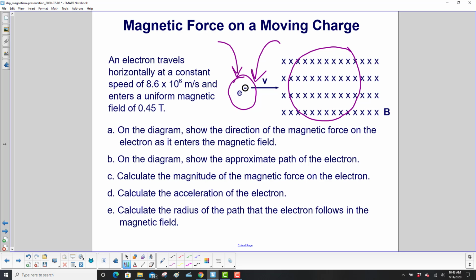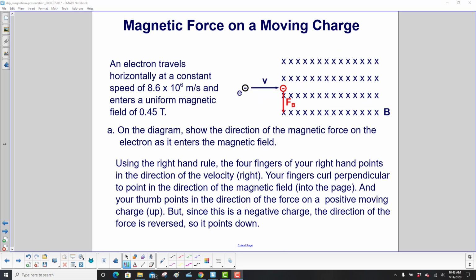So on the diagram, show the direction of the magnetic force on the electron as it enters the field, show the approximate path of the electron, then calculate the magnetic force on the electron, then the acceleration of the electron, and calculate the radius of the path that the electron follows in the magnetic field.